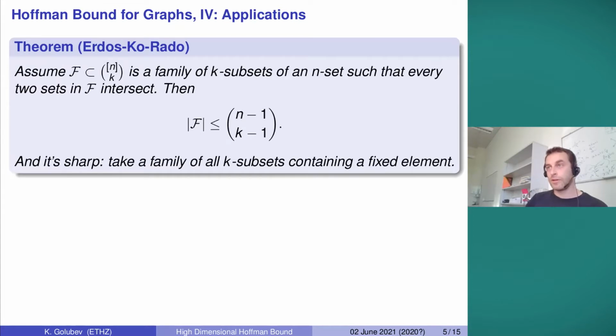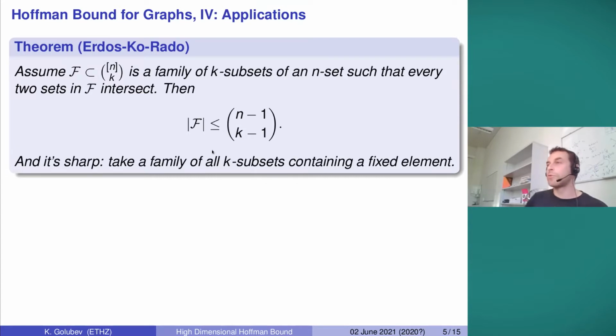So what is Erdős-Ko-Rado? It's a theorem that says that if you have a family of k-subsets of an n-set, where any two subsets in this family intersect, then the size of this family cannot be larger than n-1 choose k-1. This bound is sharp, because if you take all k-subsets that contain a fixed element, there will be this number of them, n-1 choose k-1. And this is the best you can do.